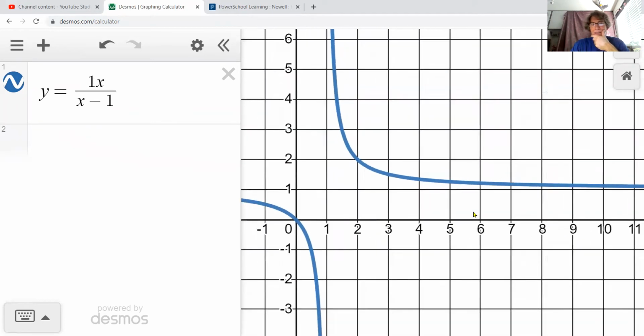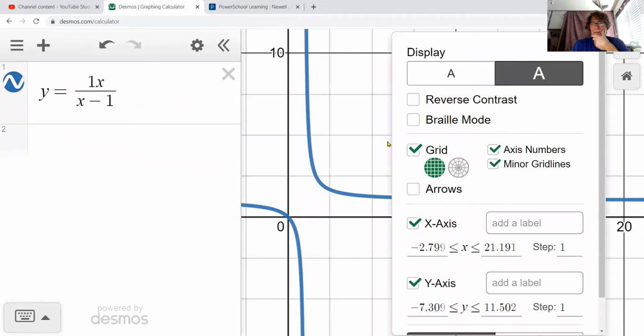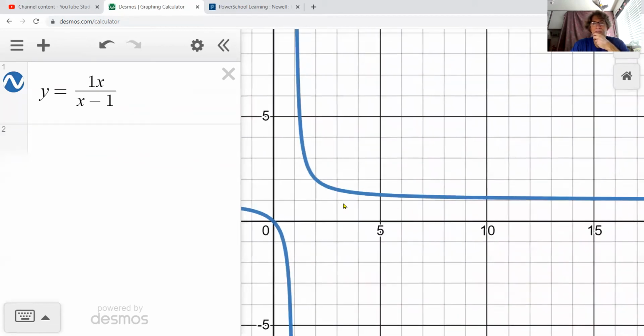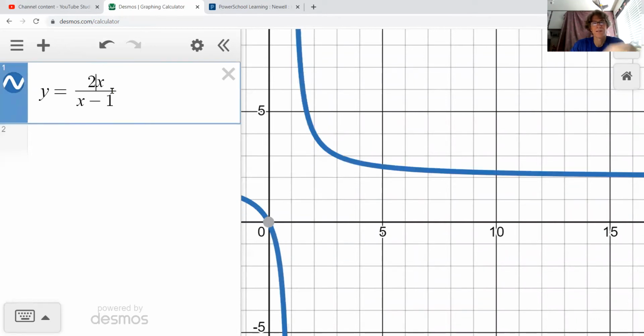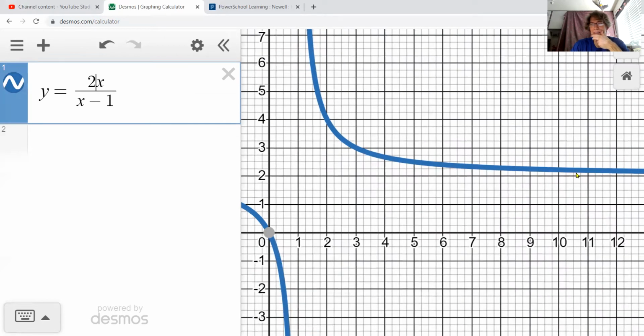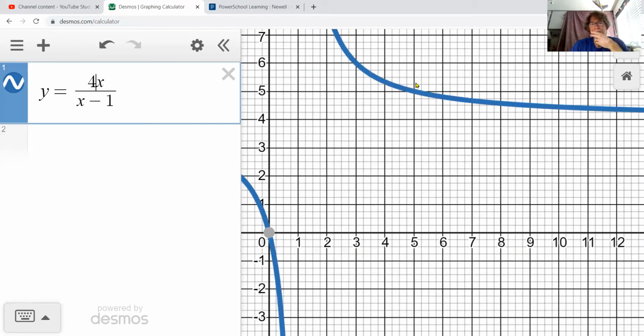But look what the graph's getting close to. And let me put some lines back in here. Okay. The graph's getting close to 1, isn't it? What if I put a 2 here? Now what's the graph getting close to? Look at that. It's getting close to 2, isn't it? What if I put a 3 on the top? Now it's getting close to 3. What if I put a 4 on the top? It's getting close to 4, isn't it?